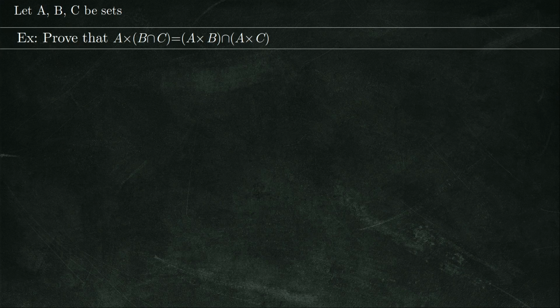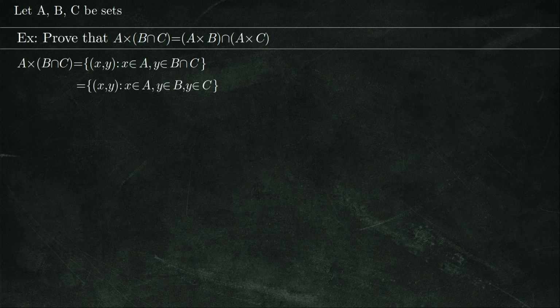So let A, B, C be sets, and we're going to prove that A cross (B intersect C) is equal to (A cross B) intersect (A cross C). So firstly, A cross (B intersect C) is the set of points (x, y) such that x is in A and y is in B intersect C. Therefore, if y is in B intersect C, y is in B and y is in C. So this means (x, y) is in A cross B and (x, y) is in A cross C, but that there is just a definition of the right-hand side.